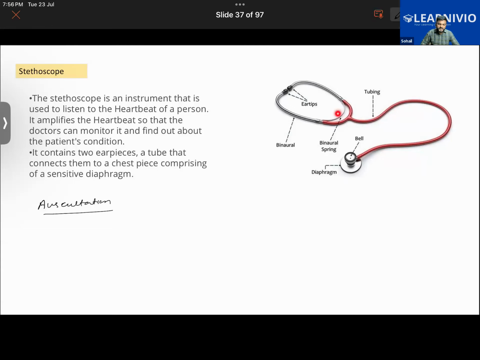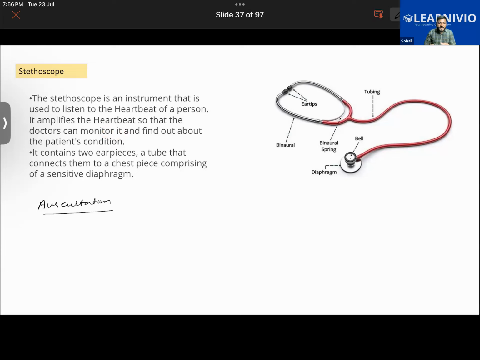So first of all, look at the structure. There are two main structures: ear tips and the diaphragm. The ear tips would be used to hear the sound, and the diaphragm would be placed on the body. This would be catching the sound vibrations. Okay. So a stethoscope is an instrument that is used to listen to the heartbeat of a person, right? Furthermore, in order to accurately measure the heartbeat of a person, it amplifies the heartbeat so that the doctor can monitor it more carefully.